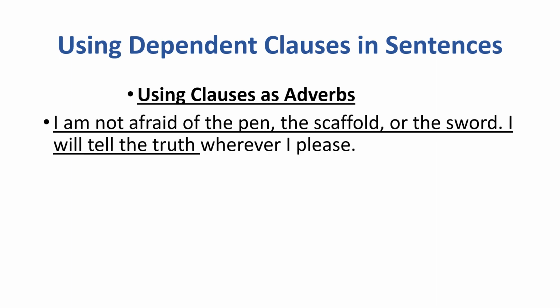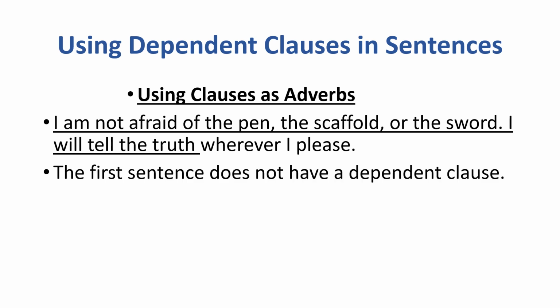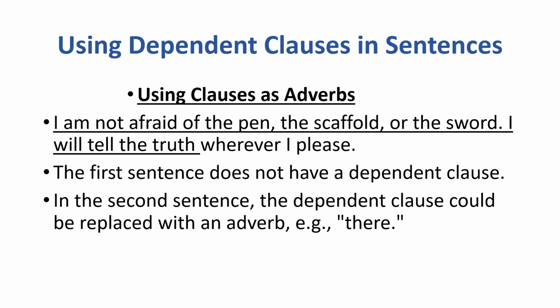Another example is: I'm not afraid of the pen, the scaffold, or the sword. I'll tell the truth wherever I please. The first sentence does not have a dependent clause. ठीक है, ये पूरा का पूरा ही independent है. लेकिन in the second sentence you can see the dependent clause could be replaced by there. I'll tell the truth there. ठीक है?